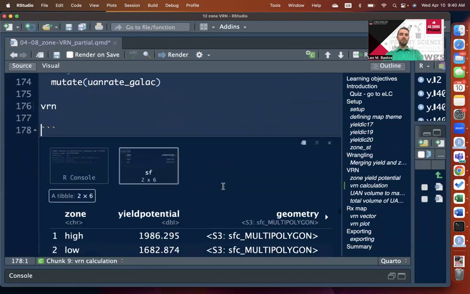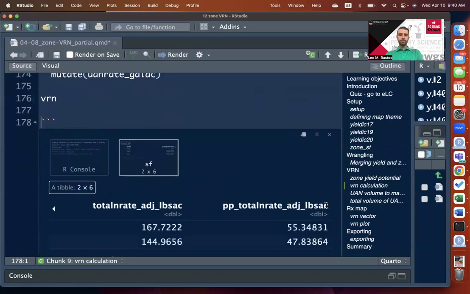So if you print now VRN, it says that we should apply 55 pounds of N per acre pre-plant for the high yield and 48 for the low yield zone. Because again, our goal here is not really to have a variable rate at planting, just at side dress. We're going to assume just one of these values for both of the treatments.